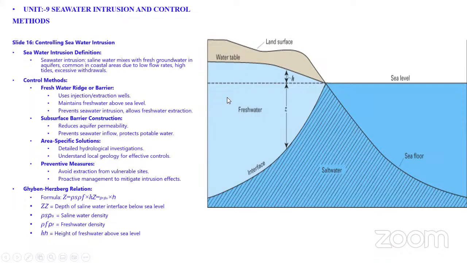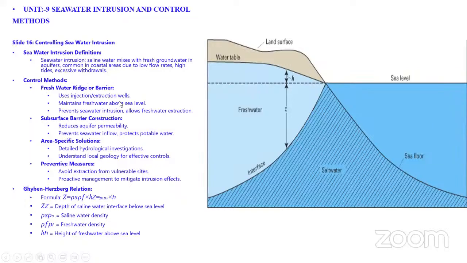withdrawals. For example, if I drill one borewell here in the land surface, in the freshwater zone aquifer, if I pump heavily, the seawater may intrude. This is one reason. Like that, excessive withdrawals, high tides, and flow rates may cause seawater intrusion into freshwater aquifers. This is the seawater intrusion definition.